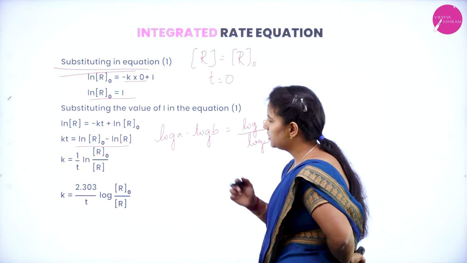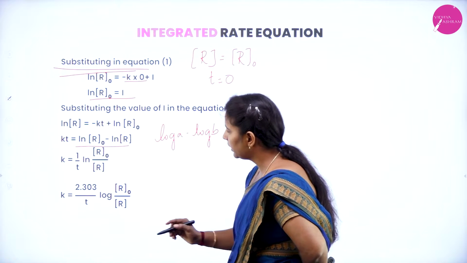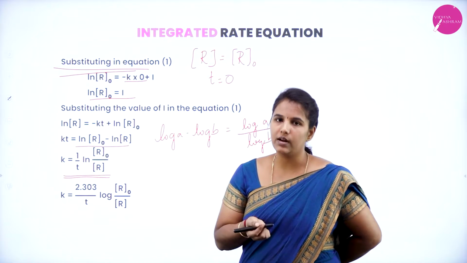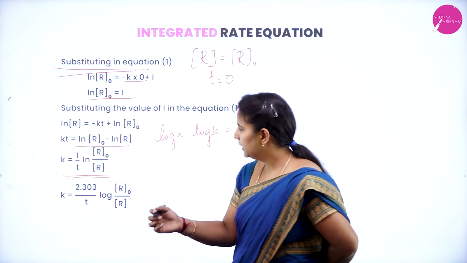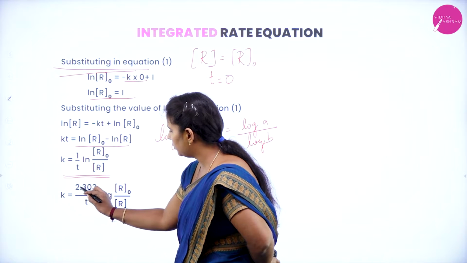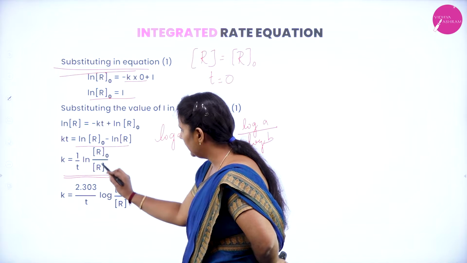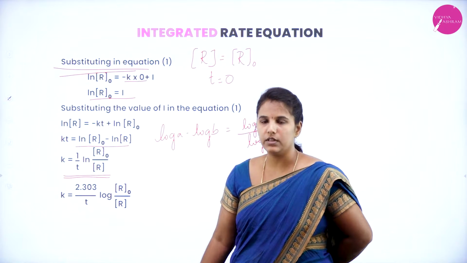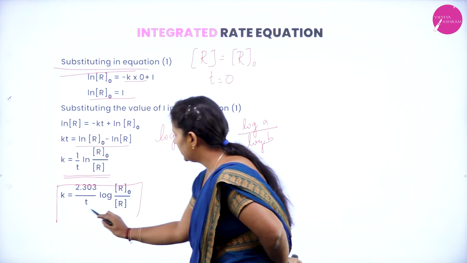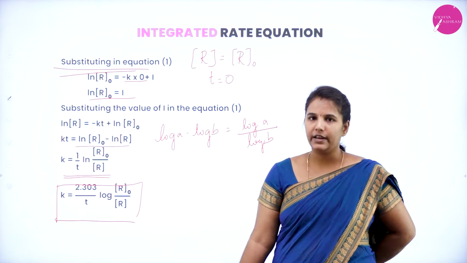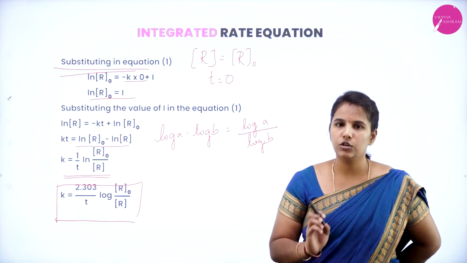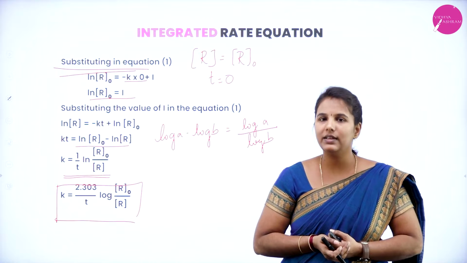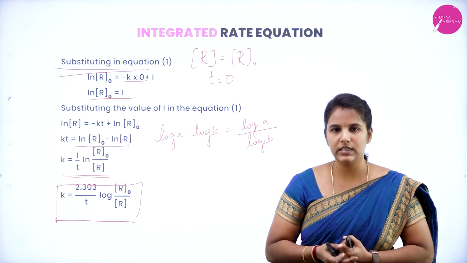If you have written this equation, we know that here it is present in ln. So in order to convert it into log, we need to multiply it with 2.303. That is why I have written the rate constant K is equal to 2.303 divided by t into log of concentration of the reactant at the initial state divided by concentration of the reactant. This is how you get the final equation by converting ln into log by multiplying with 2.303. This is how the first order rate equation can be derived using the integrated rate equation.